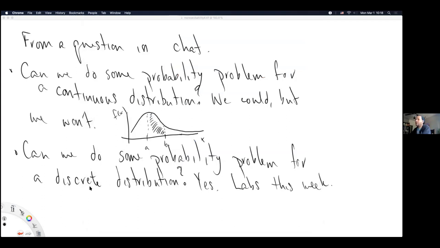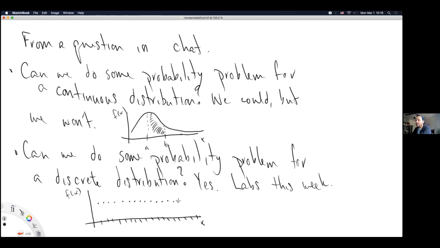Can we do some probability problem for a discrete distribution? Yes, and that's going to be labs this week. We are going to focus this week on sets with so many elements that it's hard to understand how many numbers are in the sample space. And we're going to focus mainly on discrete uniform distributions defined on sets with so many elements in the sample space that you actually have to do math to understand how many elements are in the sample space.